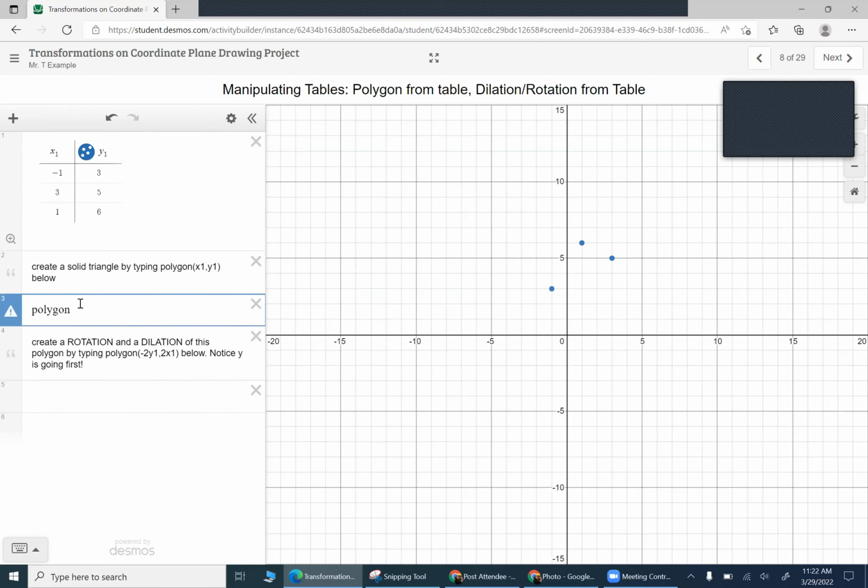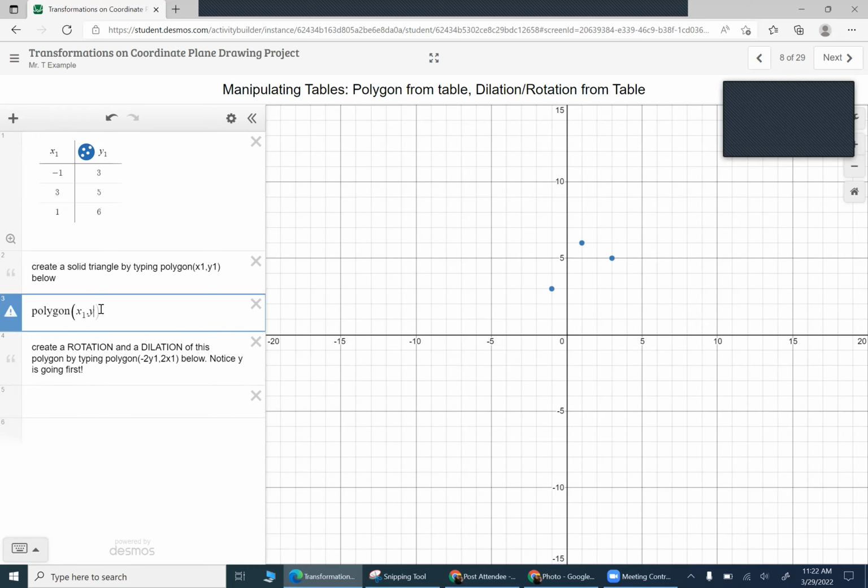Polygon. I'm just reading the directions here on the line above. X1, Y1. So it's going to graph that triangle, the points up there. And then I can do a rotation and a dilation. Polygon.